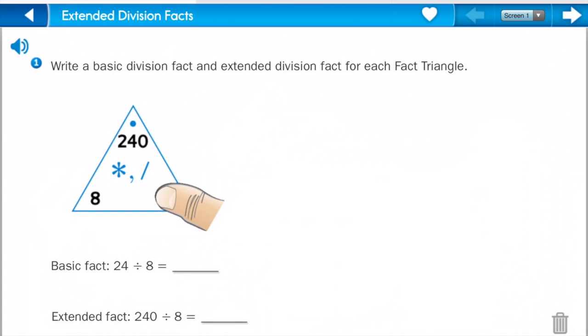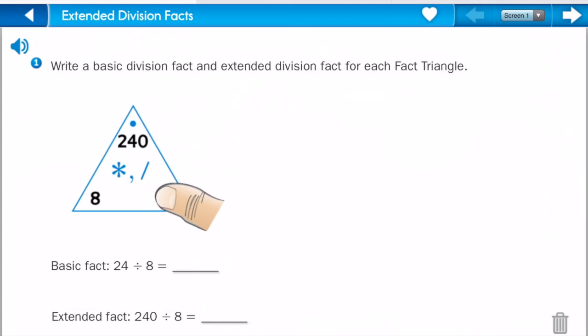So number 1 says, Extended division facts. 1. Write a basic division fact and extended division fact for each fact triangle. Basic fact. 24 divided by 8 equals blank. Extended fact. 240 divided by 8 equals blank.